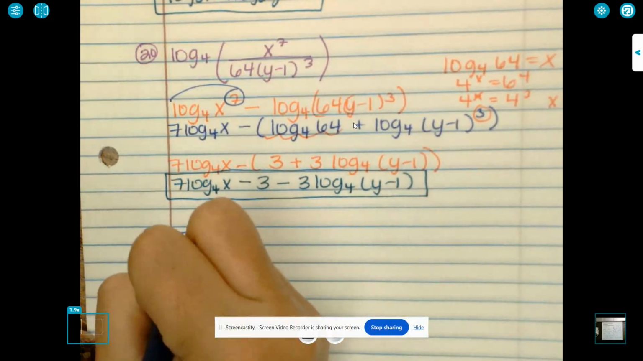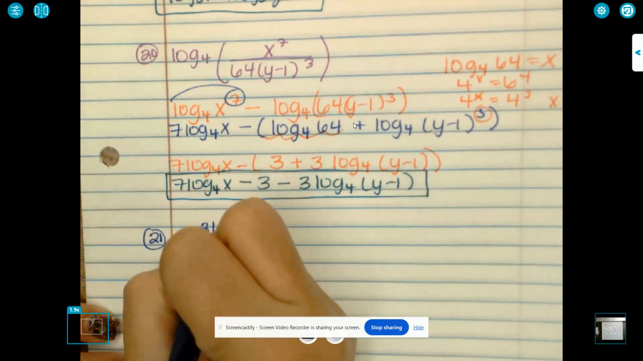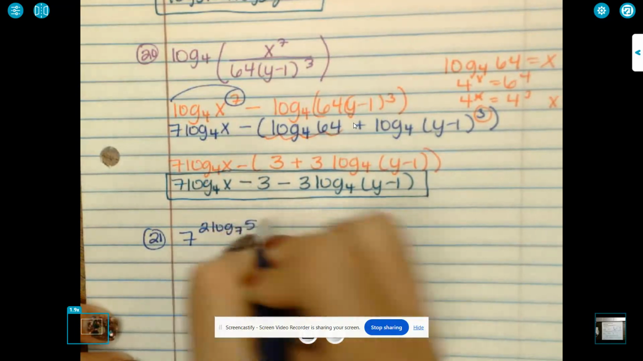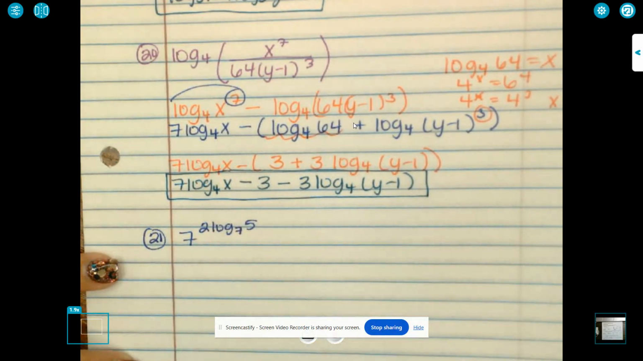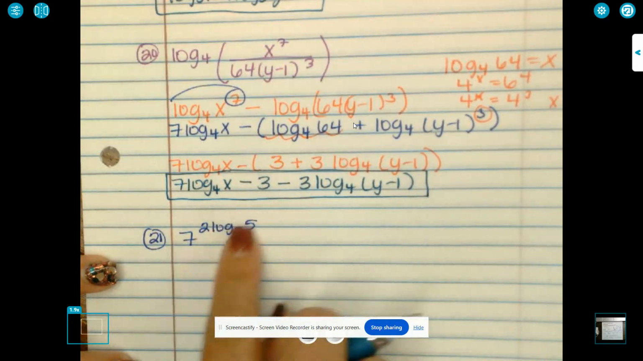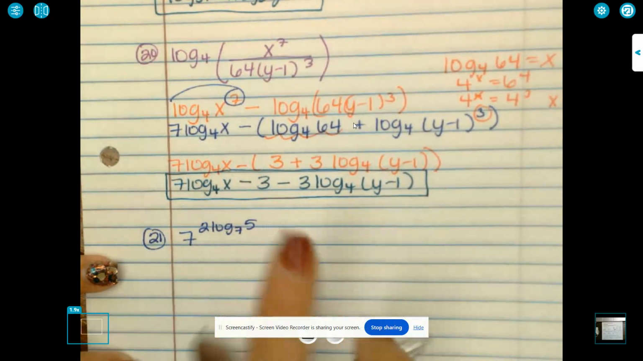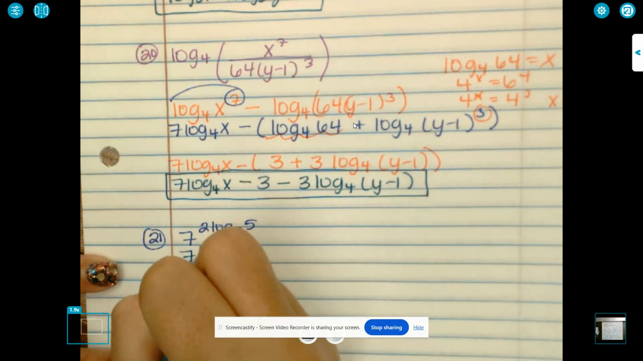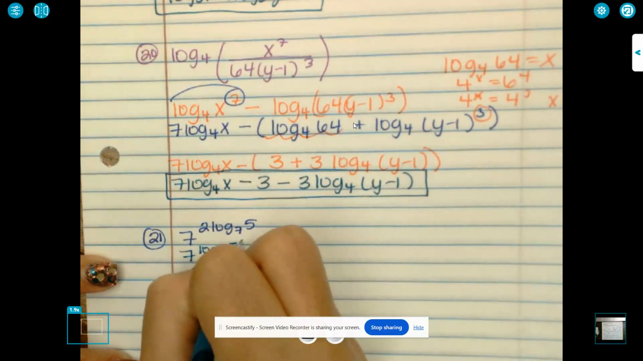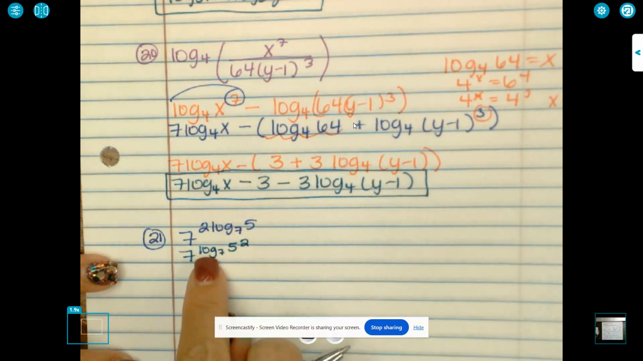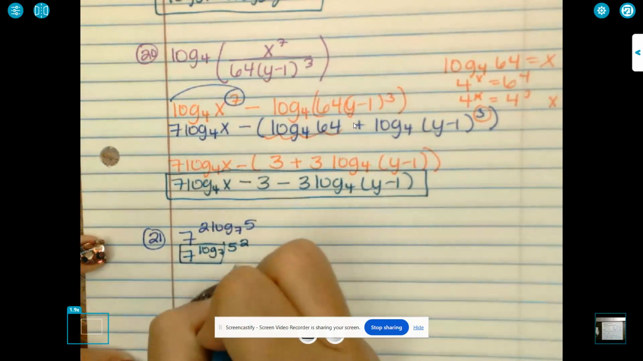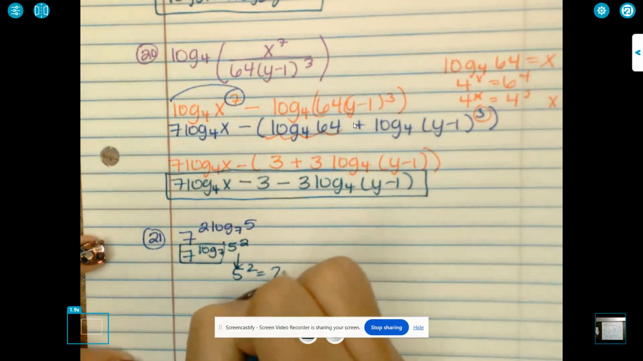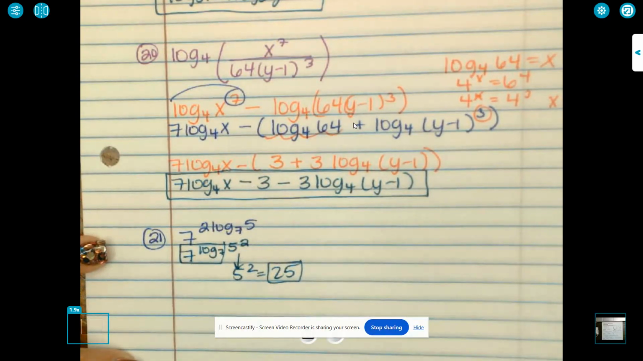All right, 21 is 7 to the 2 log base 7 of 5. Okay, again, anytime we see a number out front, even if you don't see any log, anything like that, we want to use our log property. So I'm going to pull that up to the top. So 7 to the log base 7 of 5 squared. All right, and there's a rule that talks about a to the log base a right here. It drops down our 5 squared, which is just 25, our answer to number 21.